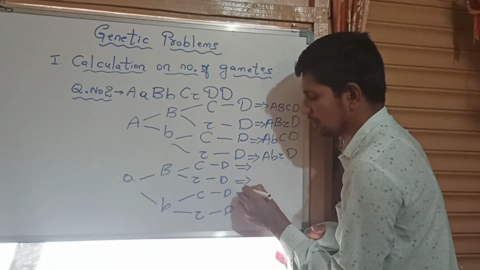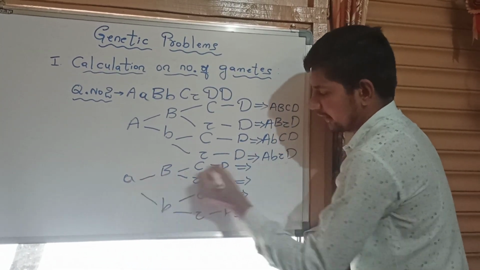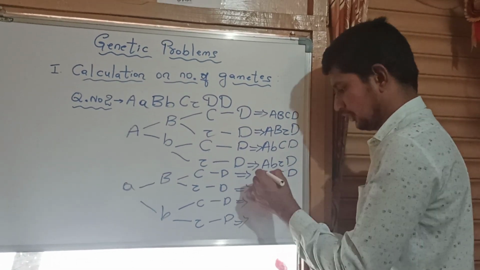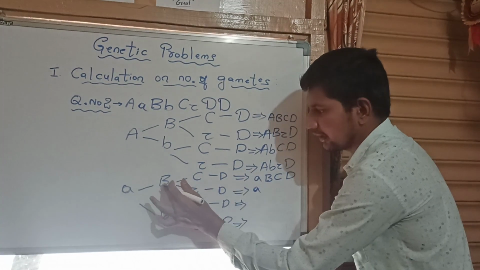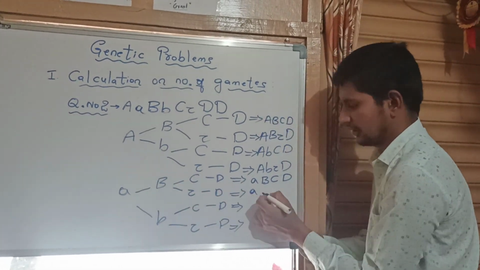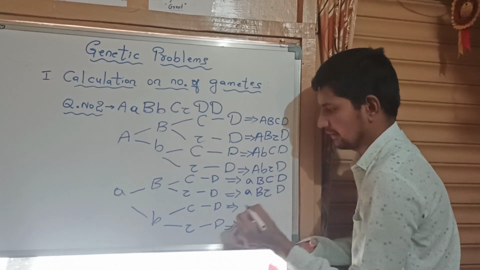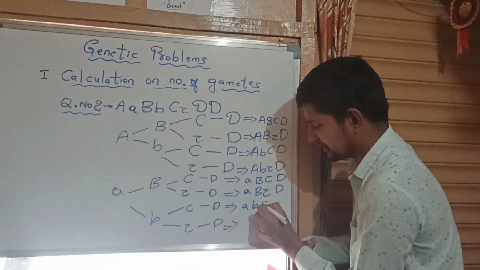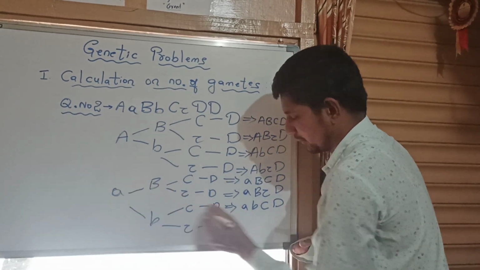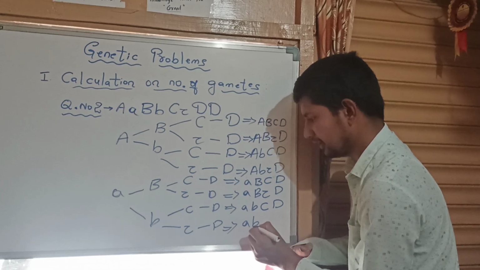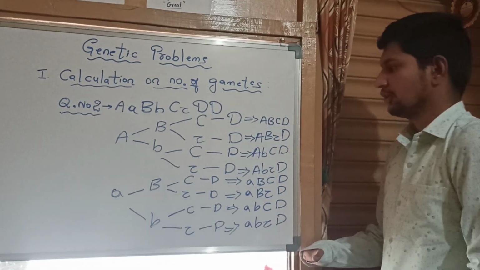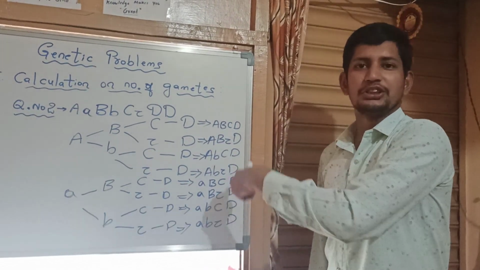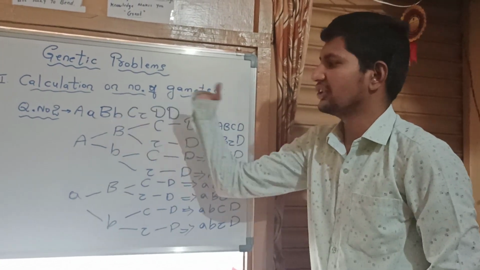Now we are going to add all these things. Capital A, capital B, capital C, capital D. Then small a, capital B, small c, capital D. Then capital A, small b, capital C, capital D. Then the last one, capital A, small b, small c and capital D. So you can see that by using the fork line method also you can solve. So 8 gametes are possible with this type of genotype.